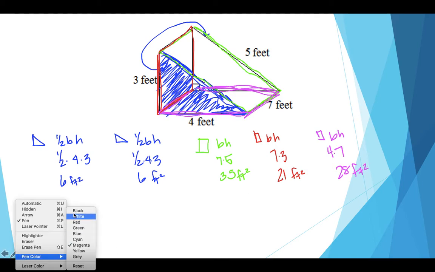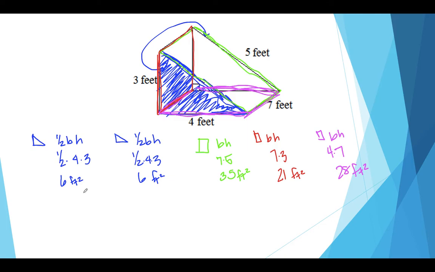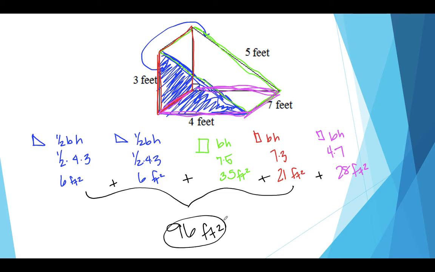Okay, once you have successfully found the area of all of the faces and bases, then the last thing you need to do is add them all up. 6 plus 6 plus 35 plus 21 plus 28, and if you do that, you should get a total surface area of 96 square feet.